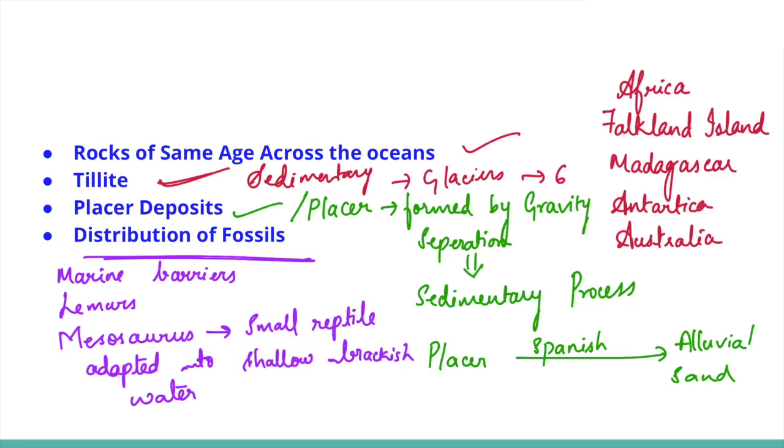Mesosaurus was a small reptile adapted to shallow brackish water. Its skeletons are found only in two localities, the southern Cape province of South Africa and the Irati formations of Brazil. The two localities are presently 4,800 km apart, with an ocean in between them.